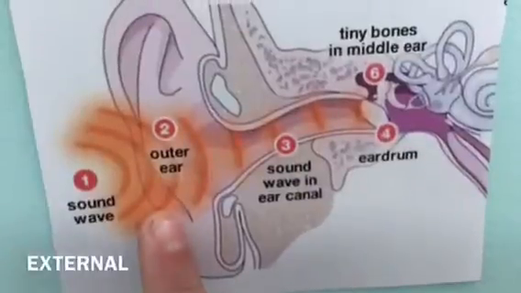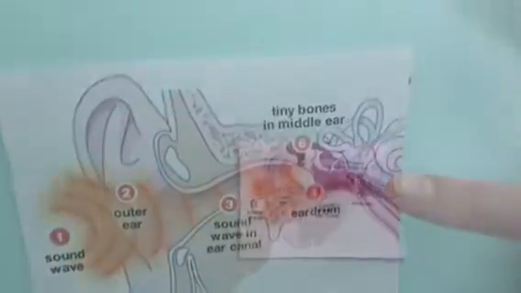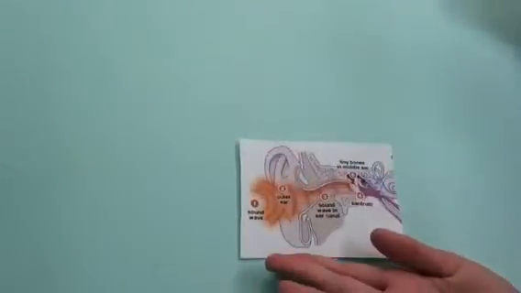Now let's talk about the ear. Here's a diagram to show you how sound waves travel through the ear. There are three parts to the ear: the external, the middle, and the internal. Sound waves travel through the ear like this.